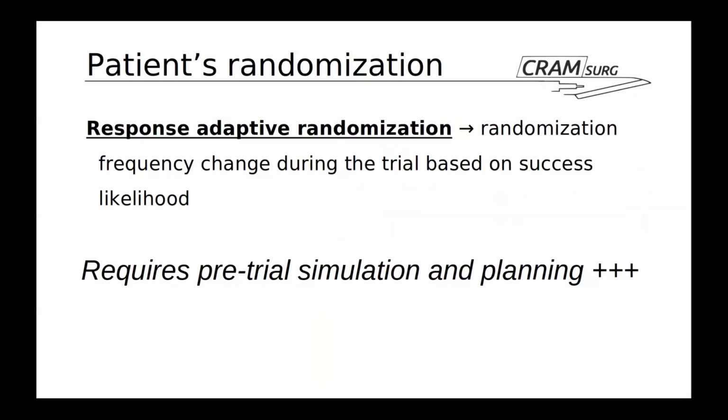Now let's talk about response adaptive randomization. Response adaptive randomization is kind of an evolution of what I just described to an extent. And it's a technique that allows researchers to change the frequency by which patients are randomized to one treatment or the other based on success likelihood. This is a technique that requires a lot of pre-trial simulation and planning in order to maintain the overall reliability of the experiments that you're doing, in order not to jeopardize your results.